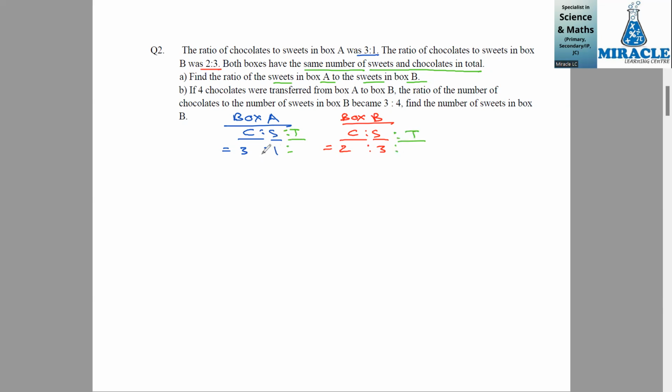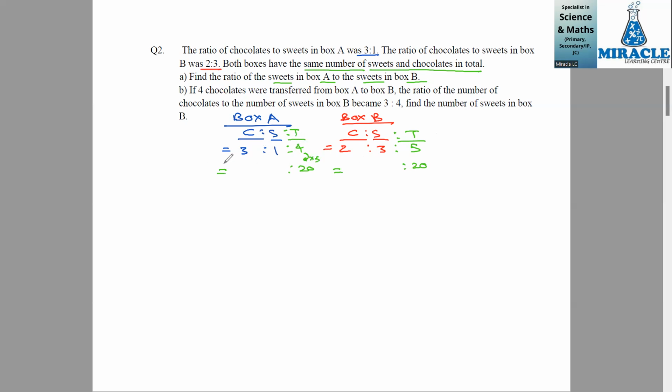So for box A, the total would be 3 plus 1, which is 4. And for box B, the total would be 2 plus 3, which is 5. So since these two are identical variables, we need to make their number of units the same. So between 4 and 5, the lowest common multiple is 20. So how do we get 20 from 4? We multiply it by 5.